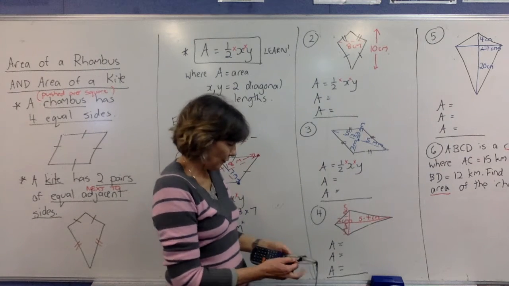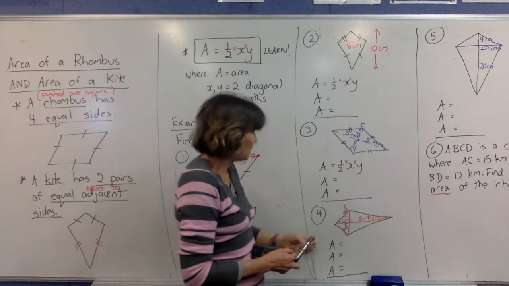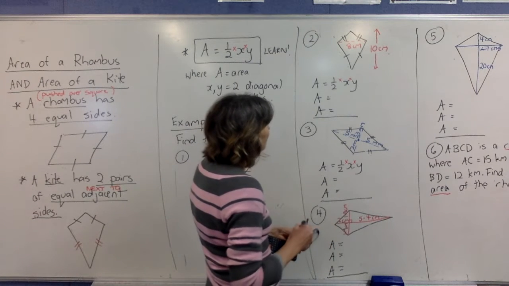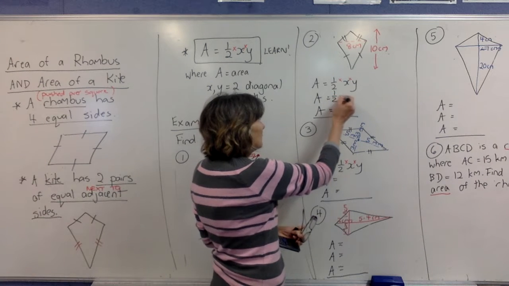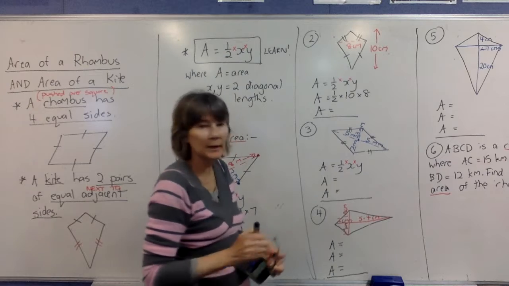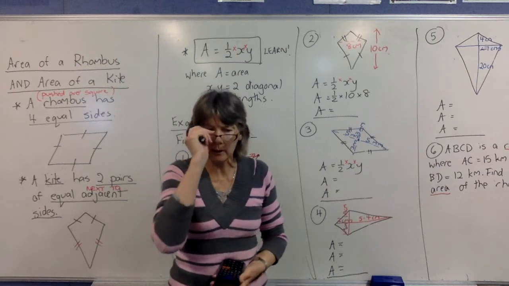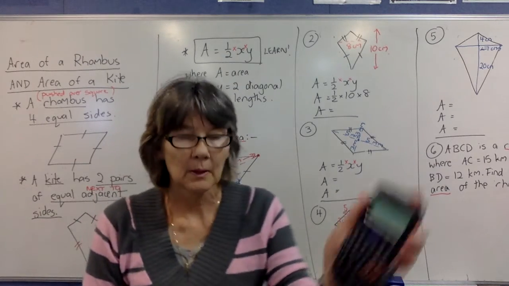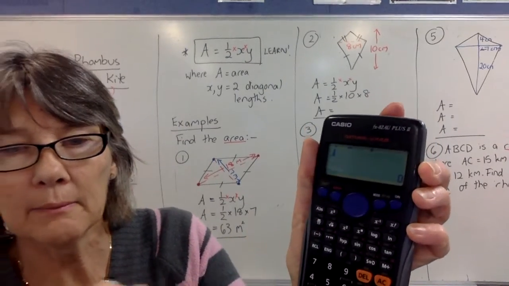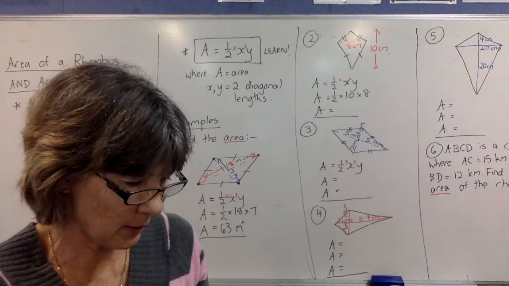So, in our formula, we're going to write down what they've said there, which is a half times 10 times 8. Okay, so we go to our calculator. So remember, when you're putting this in your calculator, we're starting with our fraction key, that one. Oops, better fix my calculator up.